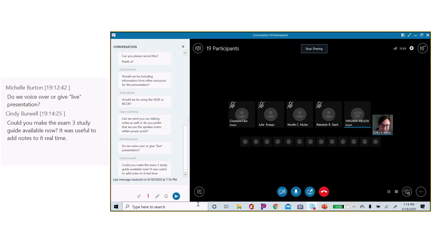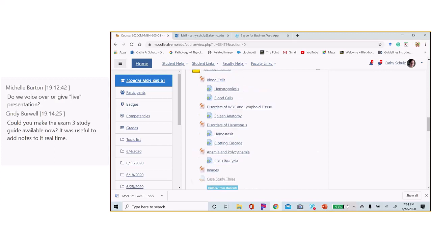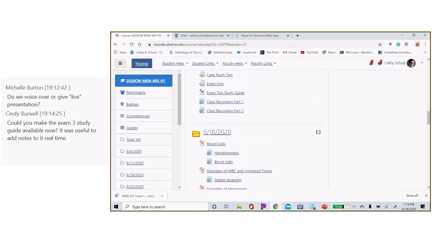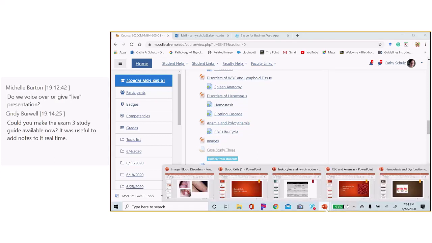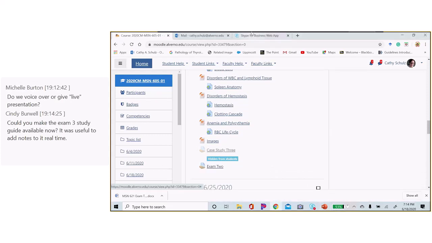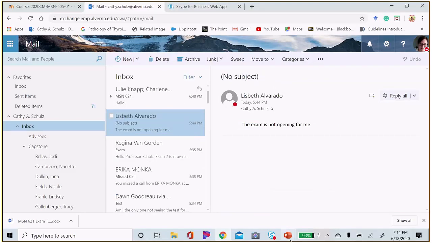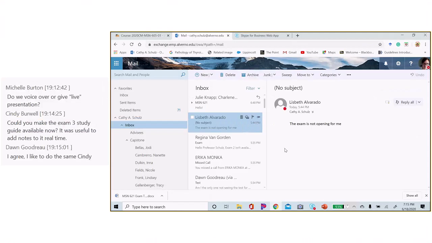Could you make the exam 3 study guide available now? Sure. Where are you, exam 3 study guide? Well, where did I put it? I have to find what I did with it. It's usually in here. That's the case study. I will look for that. It must be in a different area on my computer. During the break I'll find it and make it available. I'm sorry I don't have that available right now for you.